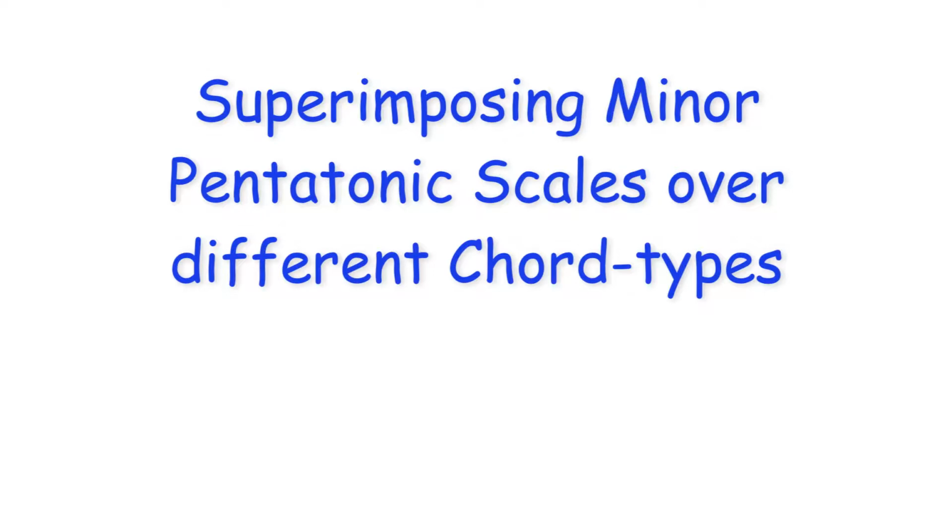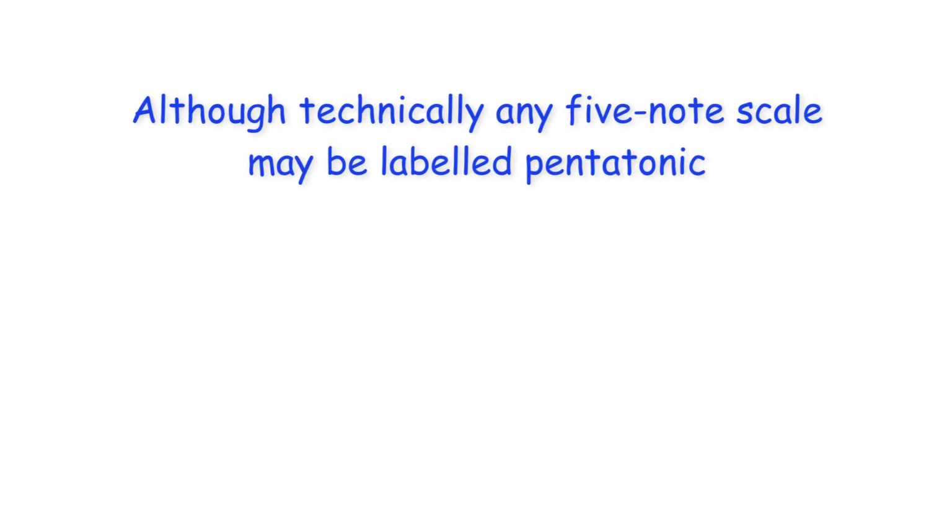Hi everyone. Today I'll be looking at how minor pentatonic scales may be superimposed over different chord types. Although technically any 5-note scale may be labelled pentatonic, for ease of discussion here I'll be mainly looking at this minor pentatonic scale with the following scale formula, although later in the video I'll also look at several exotic minor pentatonic scales. This minor pentatonic scale shares the same notes as its relative major pentatonic, beginning from its second degree. The minor pentatonic, however, includes a minor third above its root note, whereas its major counterpart includes a major third.